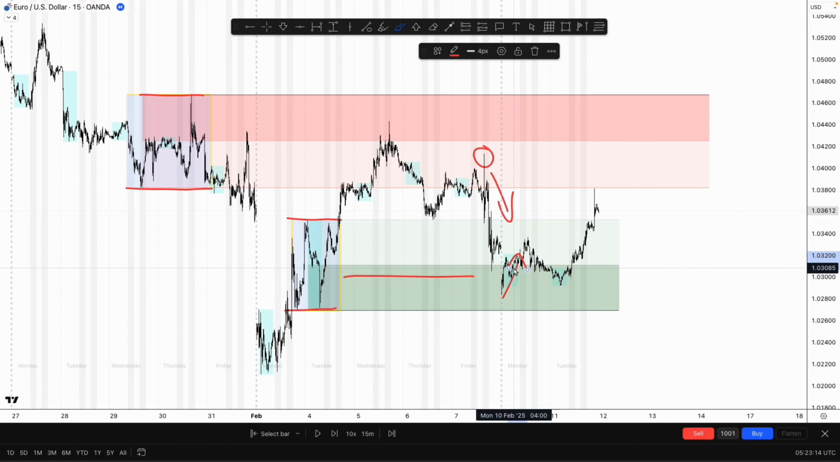Now, the reason I say continuation structure is because we need to understand when the price is changing. If price is just aggressively moving into this location, that's bearish continuation structure.